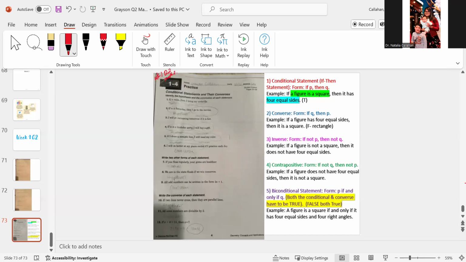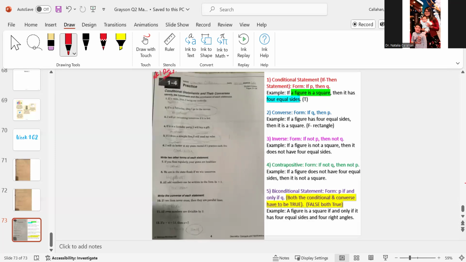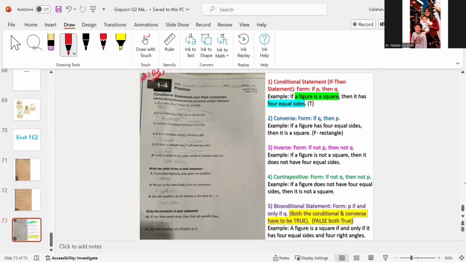Identify. No. Read the one up there, that's in red. Just read it. If it rains. No. Read the one right here. Read it, please. If-then statement form. If P, then Q. Okay, number 2.